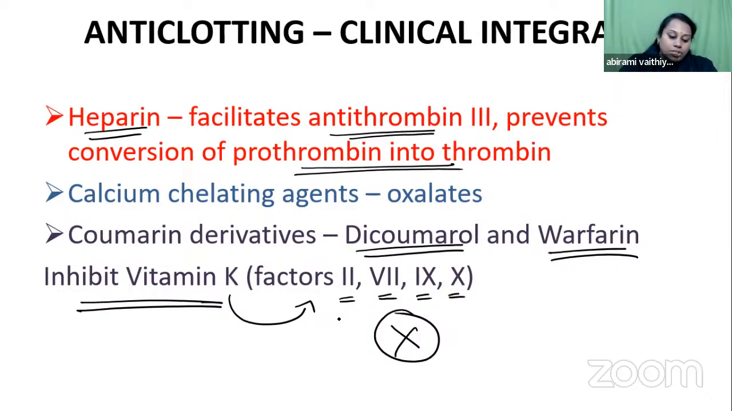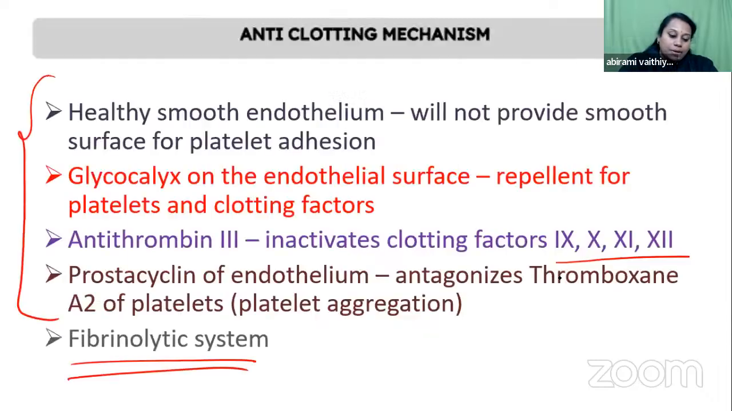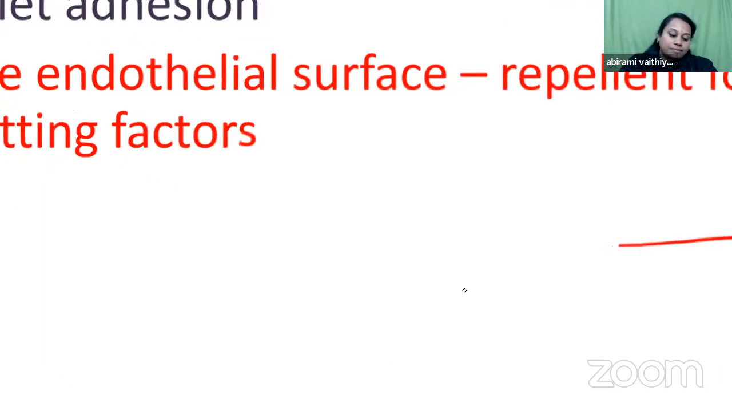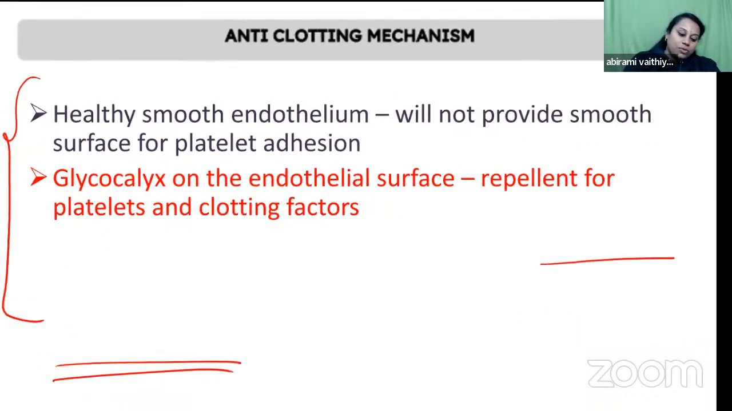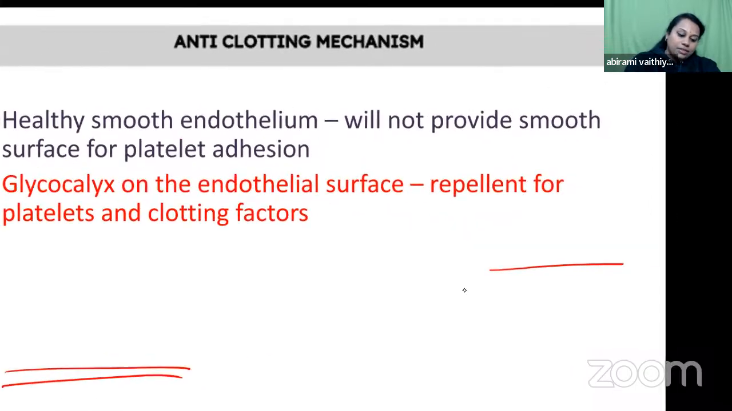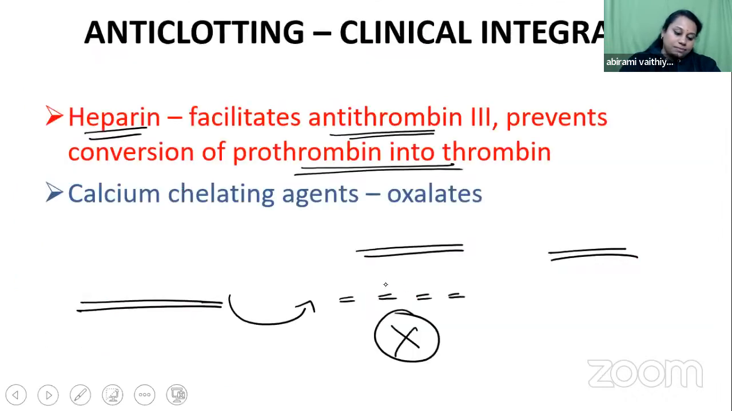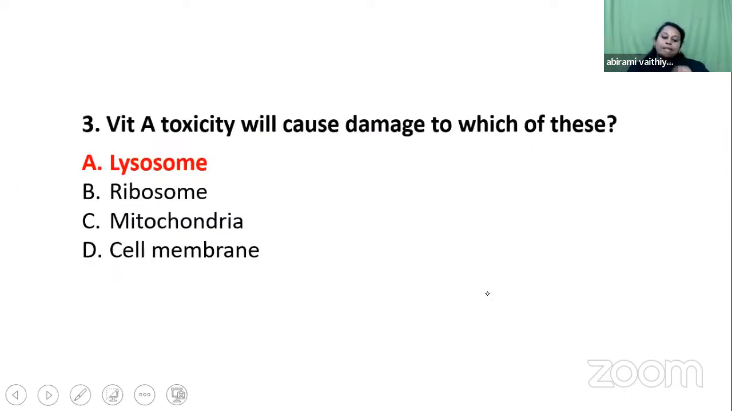And over to our question. The question was on the mechanism of action of heparin. So heparin prevents the conversion of option A, prothrombin into thrombin. Over to the next question. Yes, third question. Vitamin A toxicity, mainly a biochemistry question, will cause damage to which of these? The answer is lysosome. Vitamin A toxicity causes damage to lysosomes.